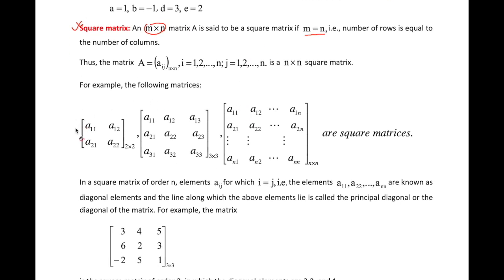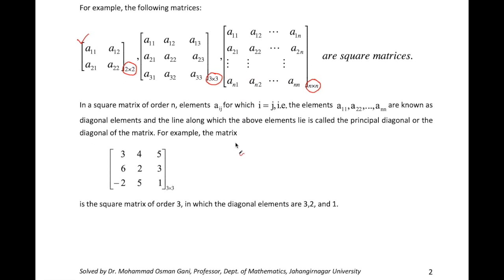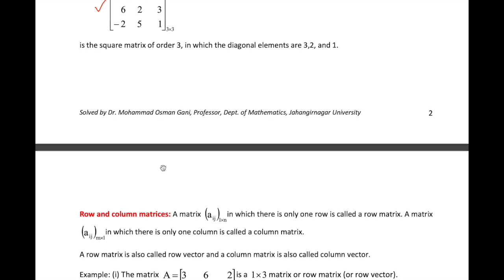For example, this matrix is of order 2 by 2, so it is a square matrix. The second one is of order 3 by 3, this is a square matrix, and the third one is of order n by n, so this is a square matrix. And this is another example of a square matrix. It has 3 rows and 3 columns, so it is a square matrix.